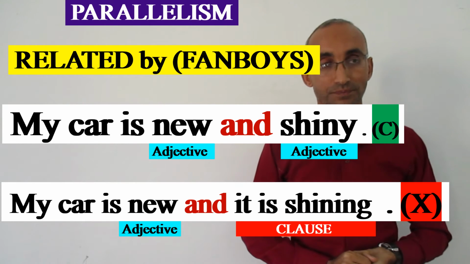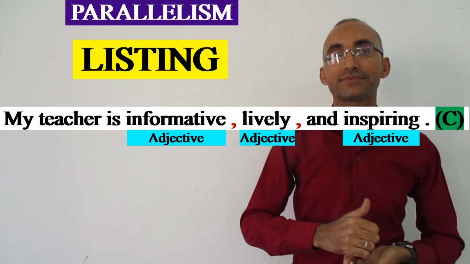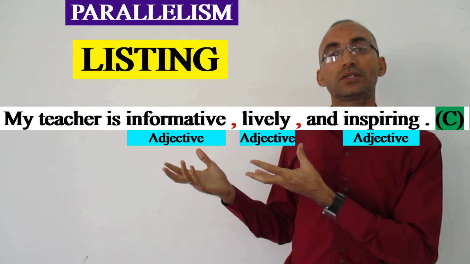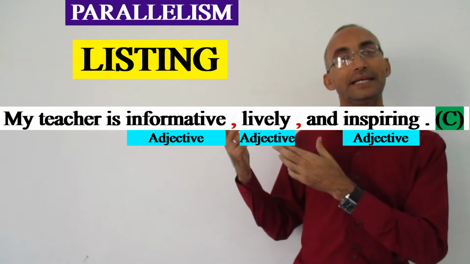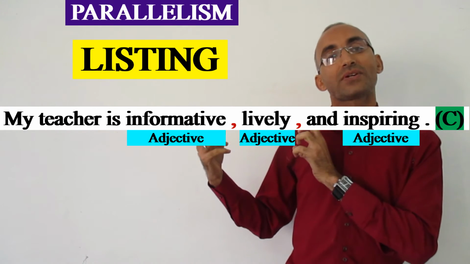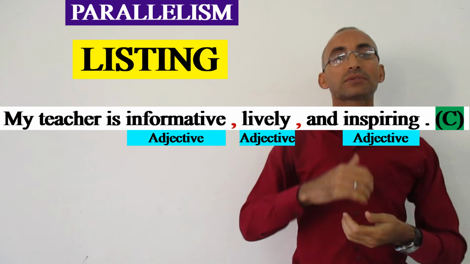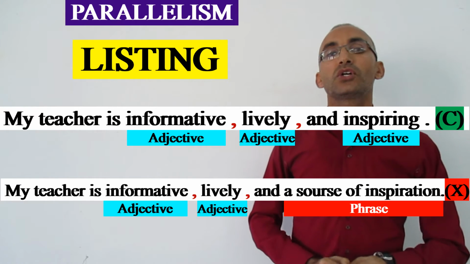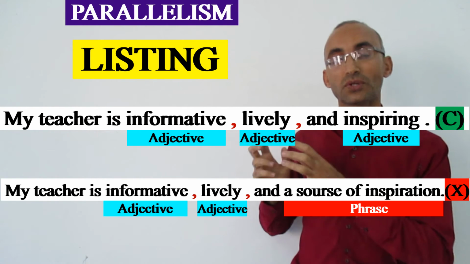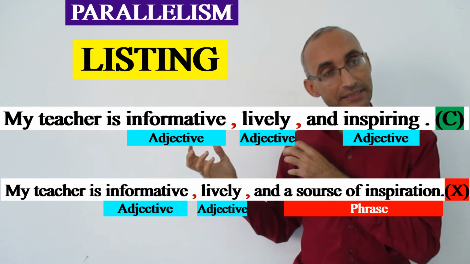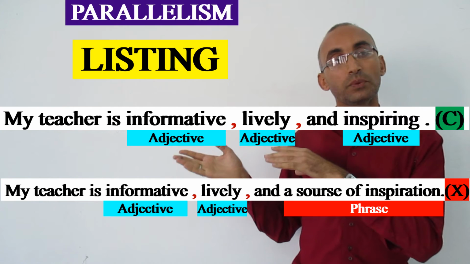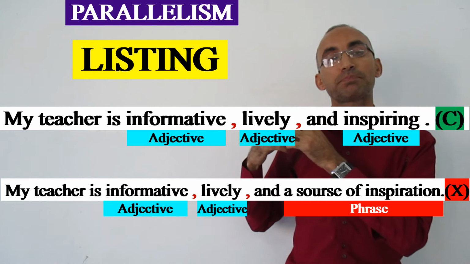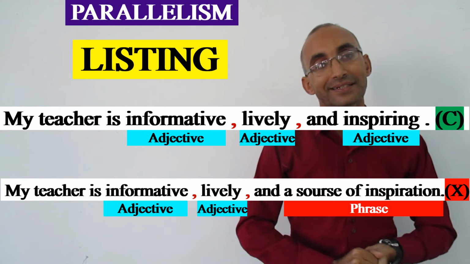Third example: my teacher is informative, lively, and inspiring. Here also, this sentence achieved right parallelism because its three elements are related and have the same grammatical function. All of them are adjectives. But suppose someone writes, my teacher is informative, lively, and a source of inspiration. Here "source of inspiration" is a noun phrase which is put in the list with the other adjectives. So we must turn it into an adjective like the other elements to have a similar and parallel structure at the level of the three listed items.